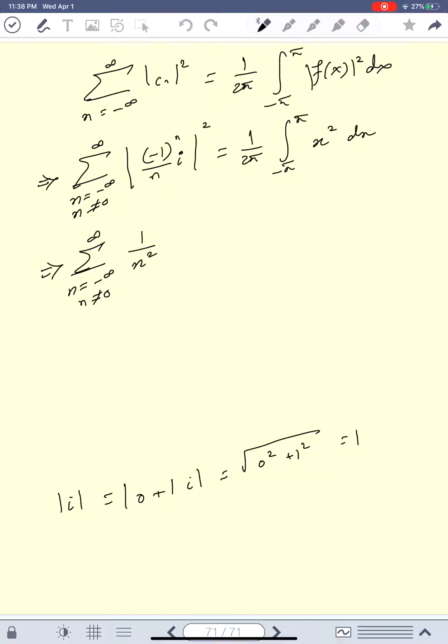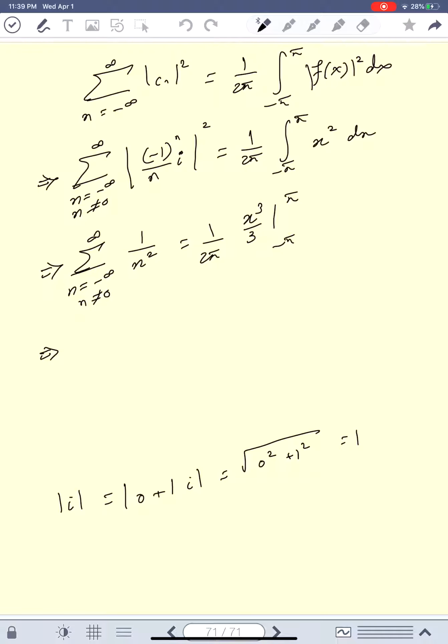So this is it. The minus 1 to the n, when you square it, you get 1. The n, when you square it, you get n squared, and the i gives you 1, so it vanishes in this case. Okay, so what is this equal to? This is equal to 1 over 2 pi, and you just need to integrate the x squared. The integral of x squared is x cubed over 3 from negative pi to pi.